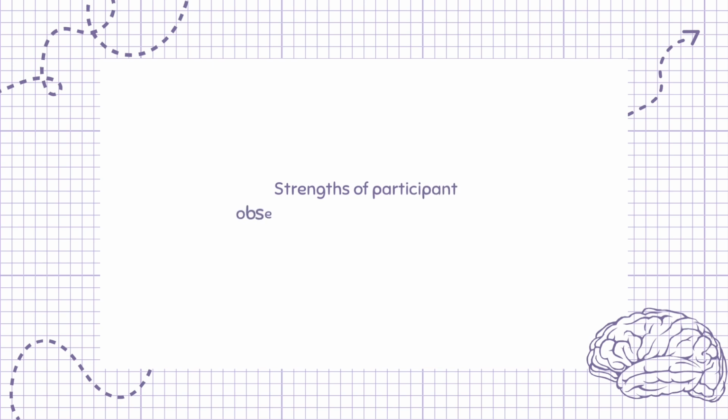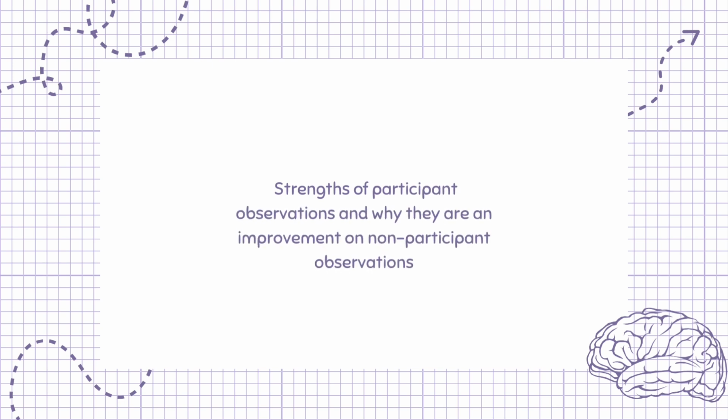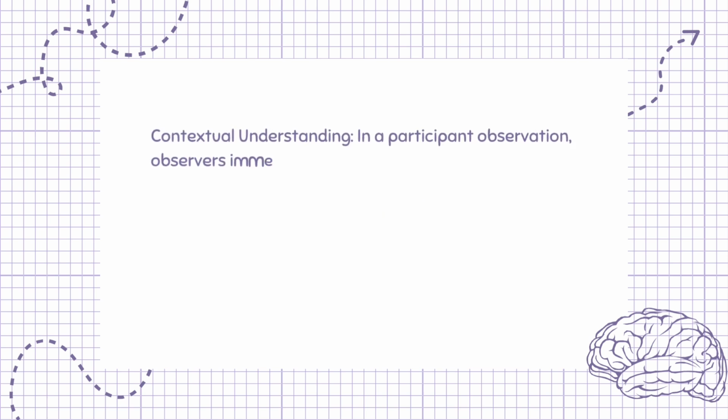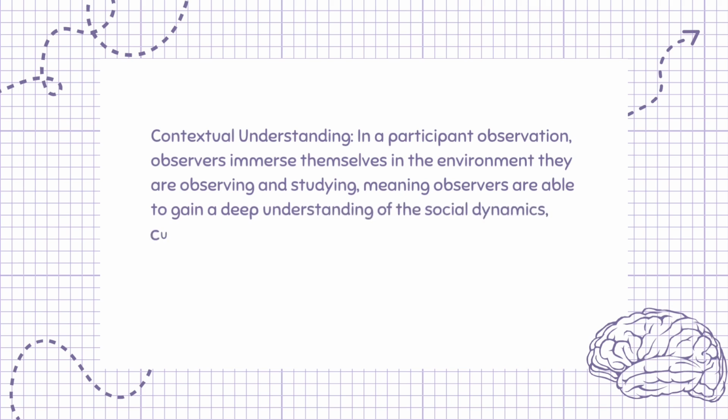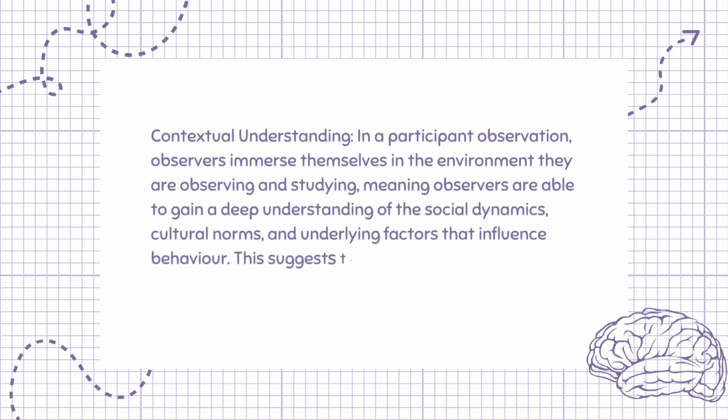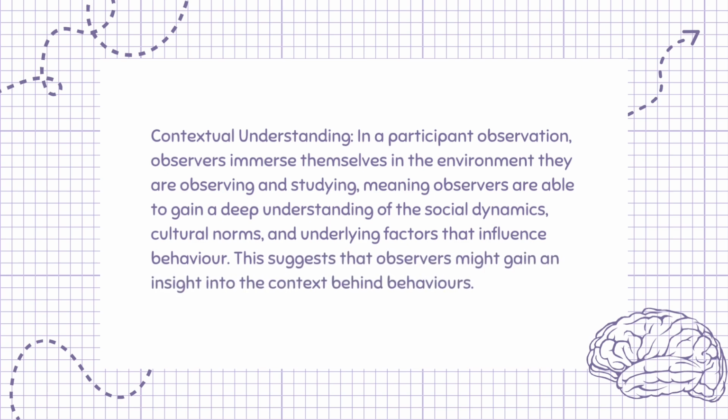Strengths of participant observations and why they are an improvement on non-participant observations. Contextual understanding. In a participant observation, observers immerse themselves in the environment they are observing and studying, meaning observers are able to gain a deep understanding of the social dynamics, cultural norms, and underlying factors that influence behavior. This suggests that observers might gain an insight into the context behind behaviors.